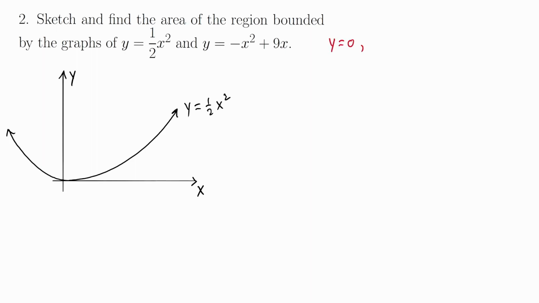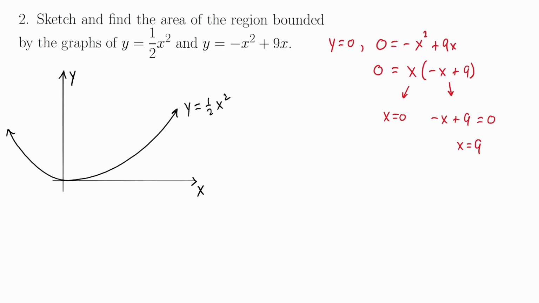So we're going to set y equal to 0, and we get this simple equation, 0 equals negative x squared plus 9x, and we can solve that by factoring. You can factor out a common factor of x, and you'll get as your factorization x times negative x plus 9. And at that point, we can set each factor to 0. We get x equals 0 from the first one. And our second equation, negative x plus 9 equals 0. That's going to imply that x equals 9.